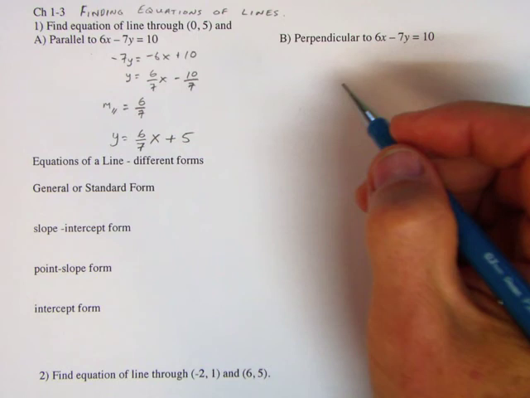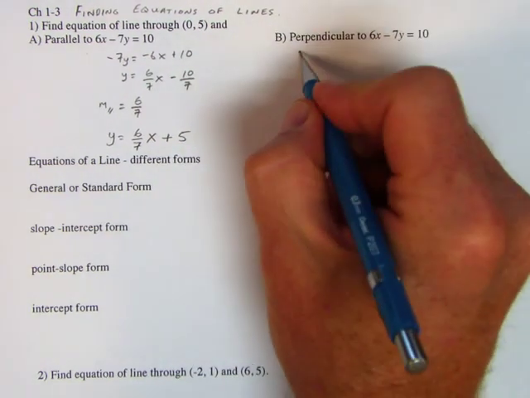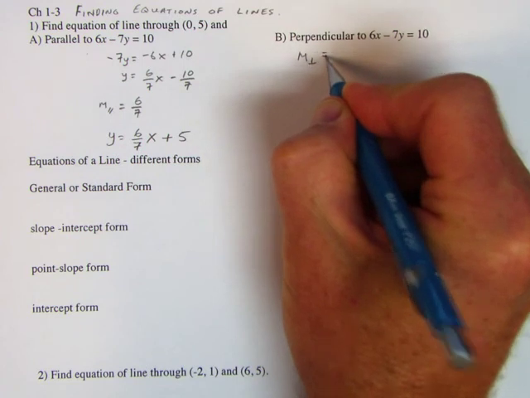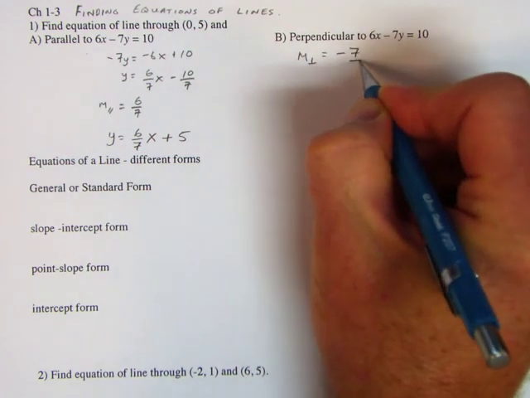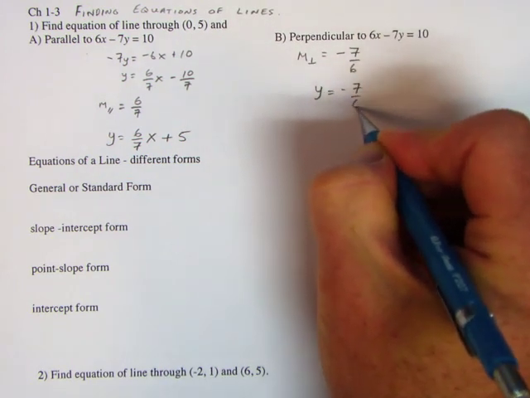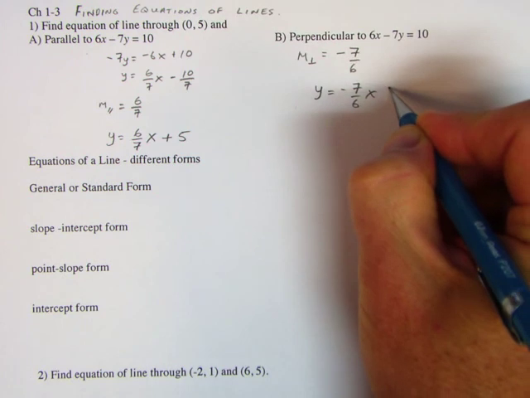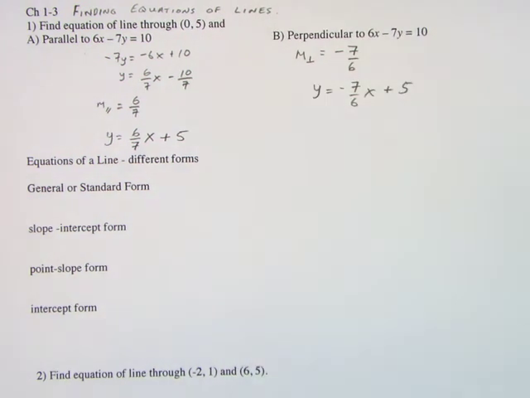And I'll show that idea of what I was just talking about in a little bit when we should use it. The perpendicular slope is opposite in sign and then flip the fraction. And at this point we can just write the equation down. Negative 7 over 6 x plus 5 again, because it's going through there.